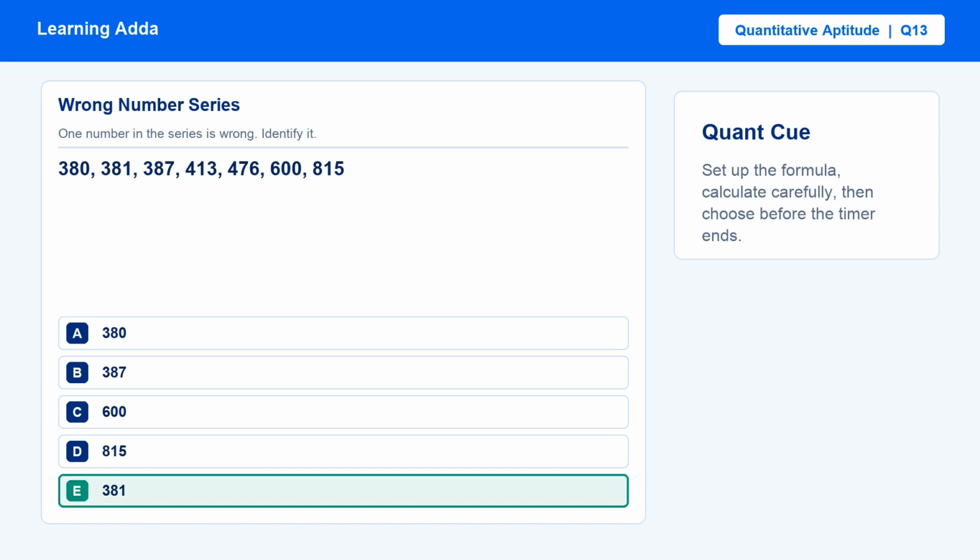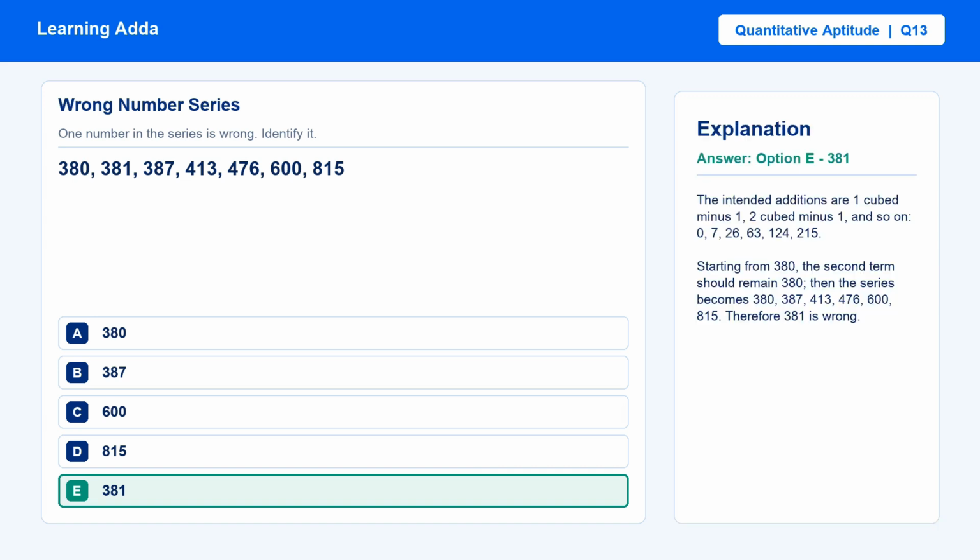The answer is option E, 381. The intended additions are 1 cubed minus 1, 2 cubed minus 1, and so on, that is 0, 7, 26, 63, 124, 215. Starting from 380, the second term should remain 380, then the series becomes 380, 387, 413, 476, 600, 815. Therefore 381 is wrong.